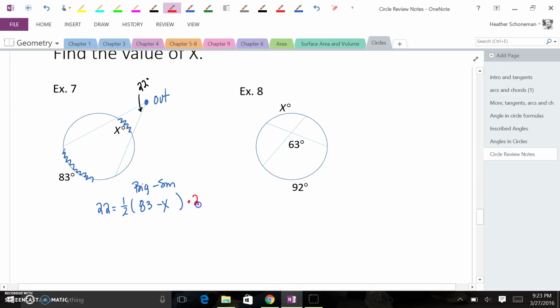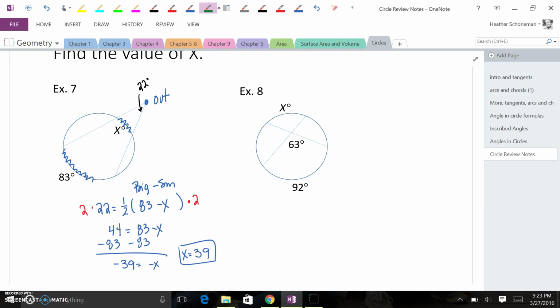Alright, to solve, we're going to multiply both sides by 2. And when you do that, that leaves you with 44 equals 83 minus x. Okay, so to solve, we'll subtract 83 from both sides. And 44 minus 83 is 39, or negative 39. So we get negative 39 equals negative x. So now we know that x equals positive 39.